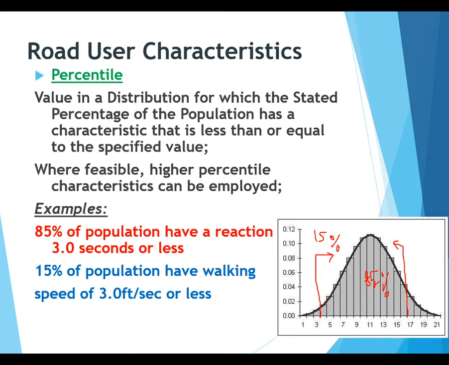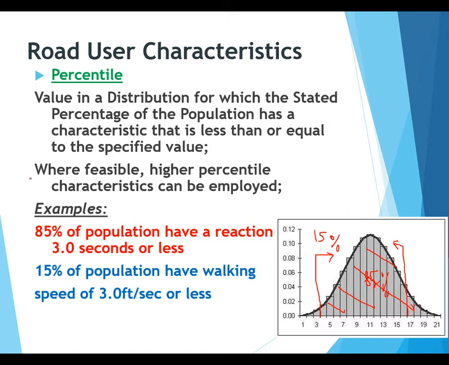When I say 15 percentile, meaning that the area under this curve is always 100%. So we try to get rid of these sides here because they're extreme. So 100 minus 15 is 85%. So 85% of the population have a value of 3.5 feet per second pedestrian speed or more.